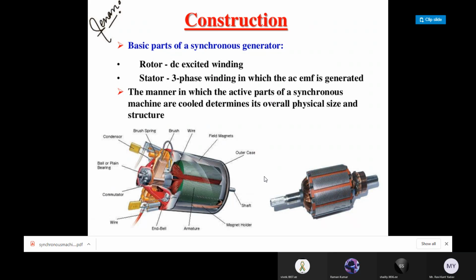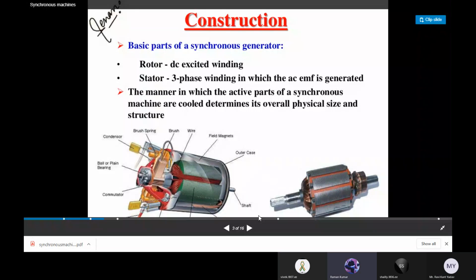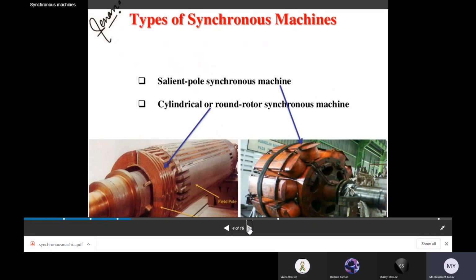Yes, sir. ठीक है? Any problem? Any doubt? ठीक है. I will give you some time for a short note. First of all, I discuss all the slides which I represented here, and after that I will move to the next slide. This is the type of the synchronous machine.